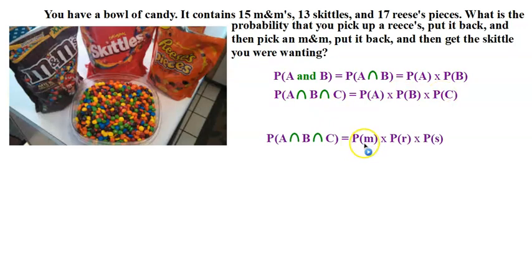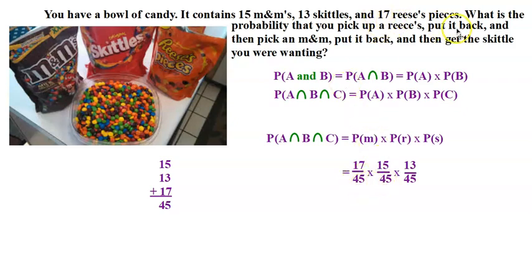So we want the probability of an M&M times the probability of getting a Reese's times the probability of getting a Skittle. Well, let's see here. Probability is favorable over total, so we do need to know what our total is. So that'd be 15 plus 13 plus 17, which is 45. So probability of M&M is 15 out of 45. Probability of Skittle is 13 out of 45. And then probability of the Reese's is 17 out of 45.